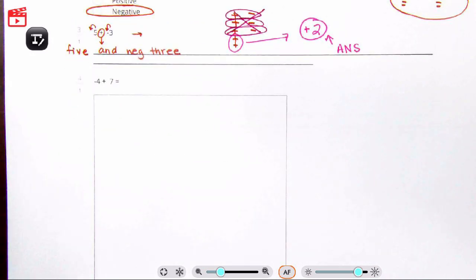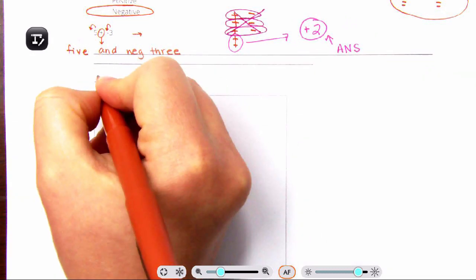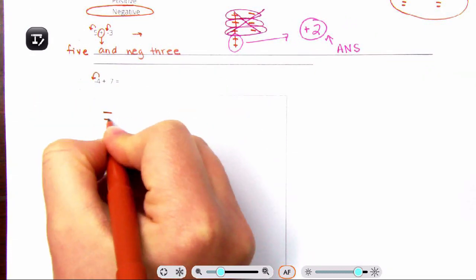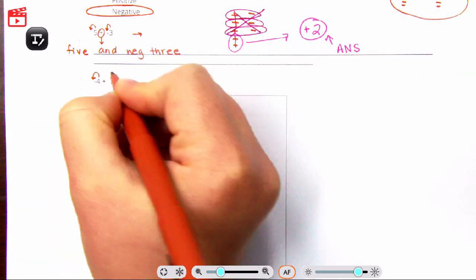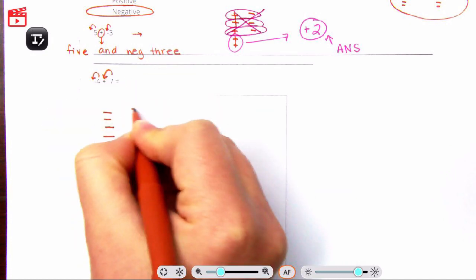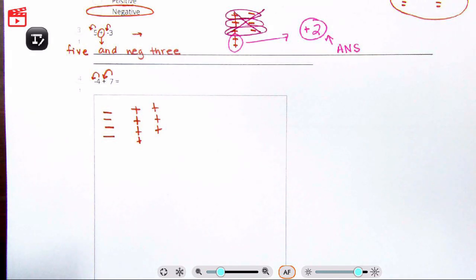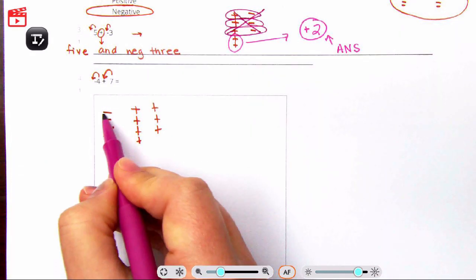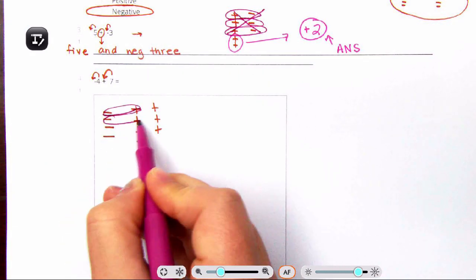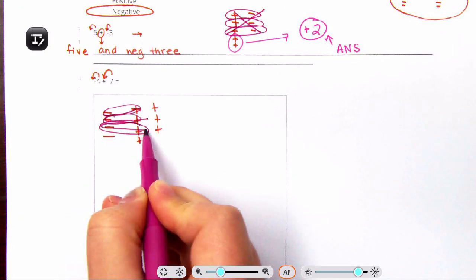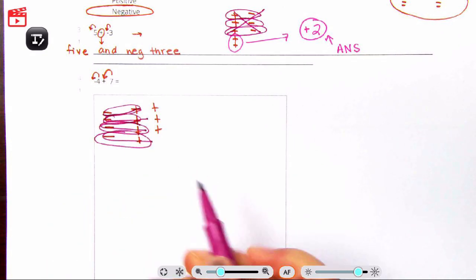Let's do another one. This one says negative 4. So I have 4 negatives. 1, 2, 3, 4. And I have 7 pluses. 1, 2, 3, 4, 5, 6, 7. Got to do our zero pair thing. So here's 1 zero pair, that goes away. Here's 2 zero pairs, that goes away. Here's 3 zero pairs, that goes away. Here's 4 zero pairs, that goes away.